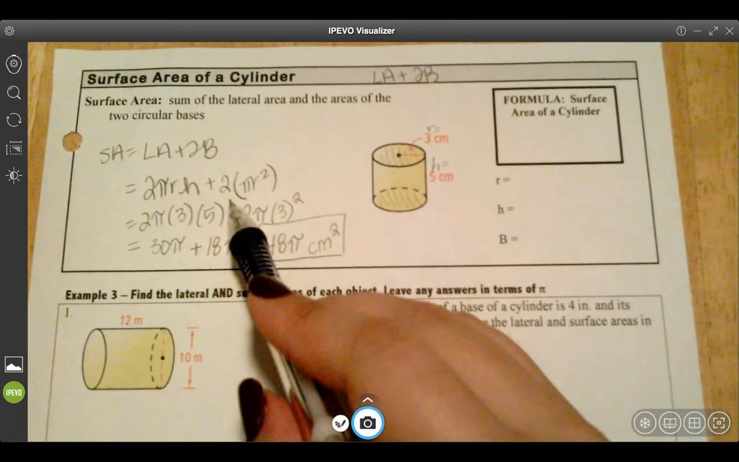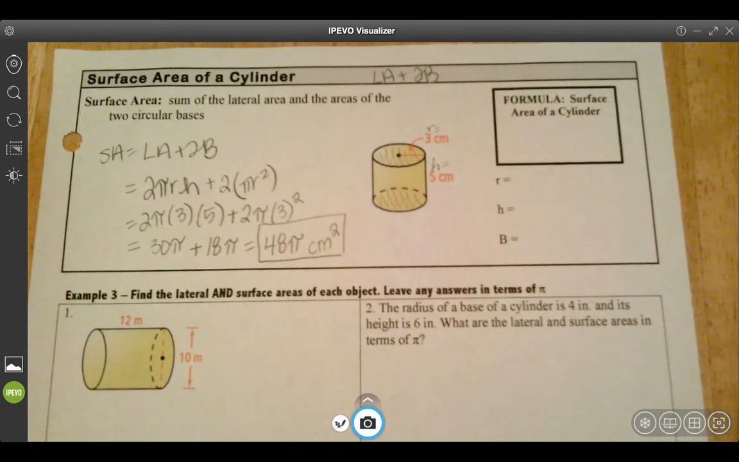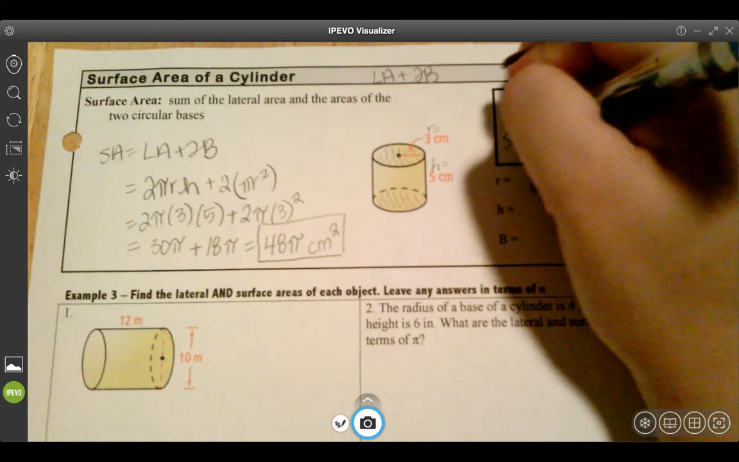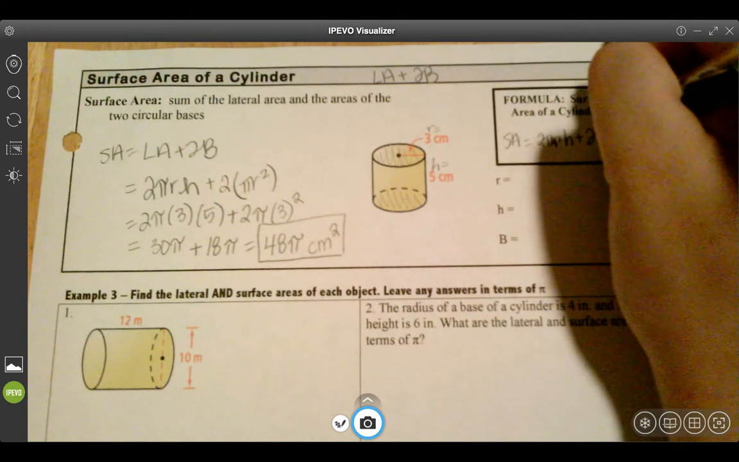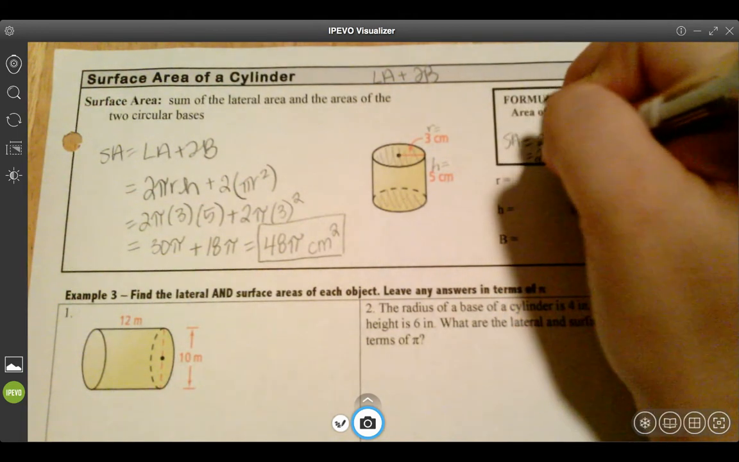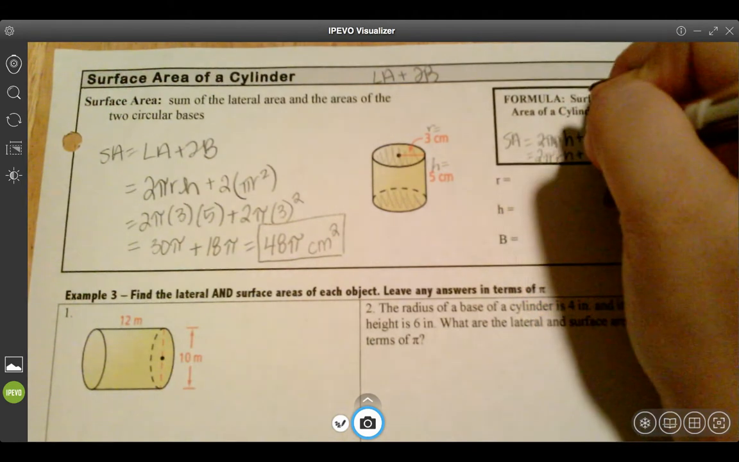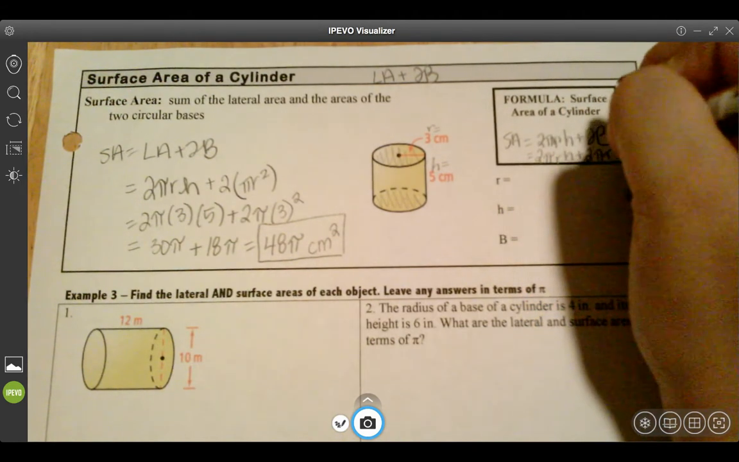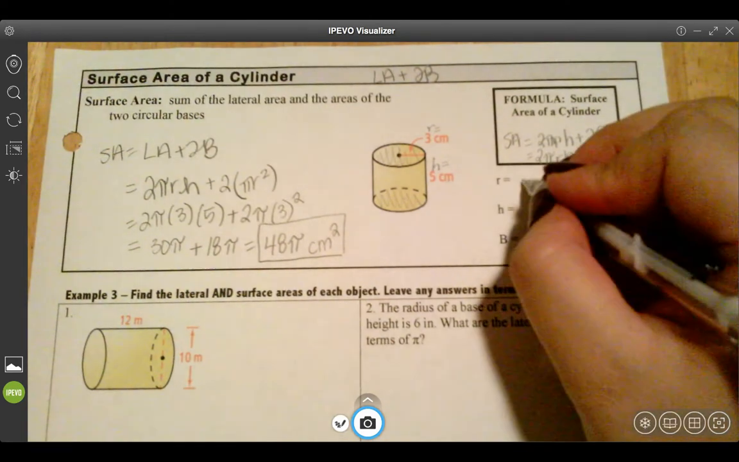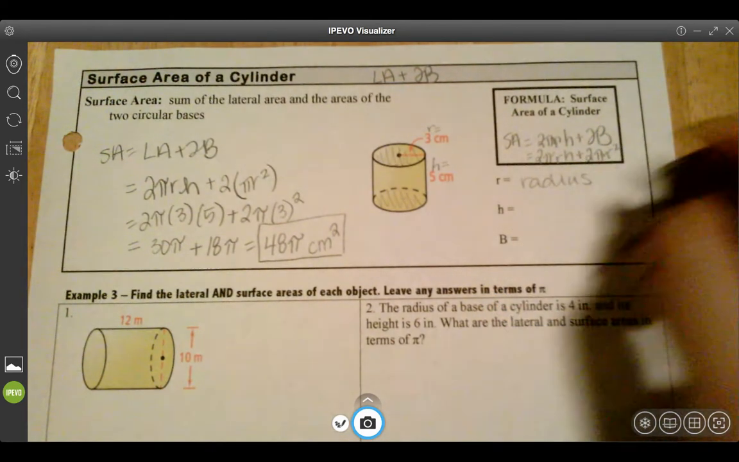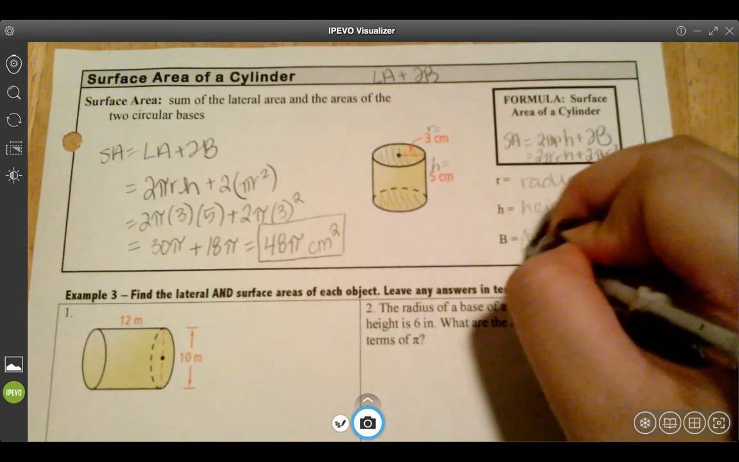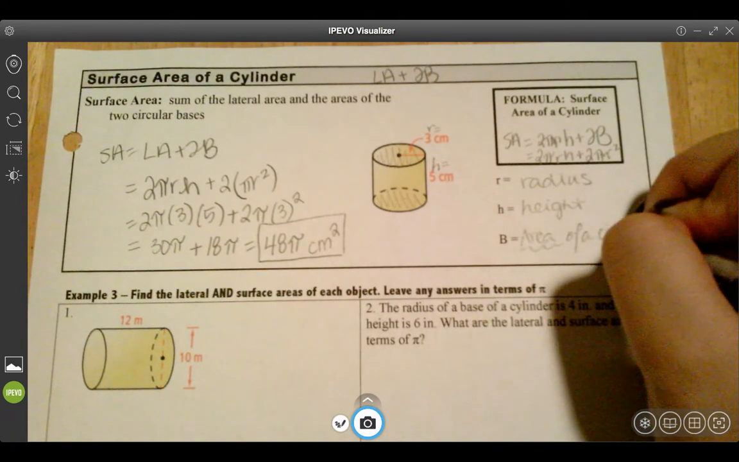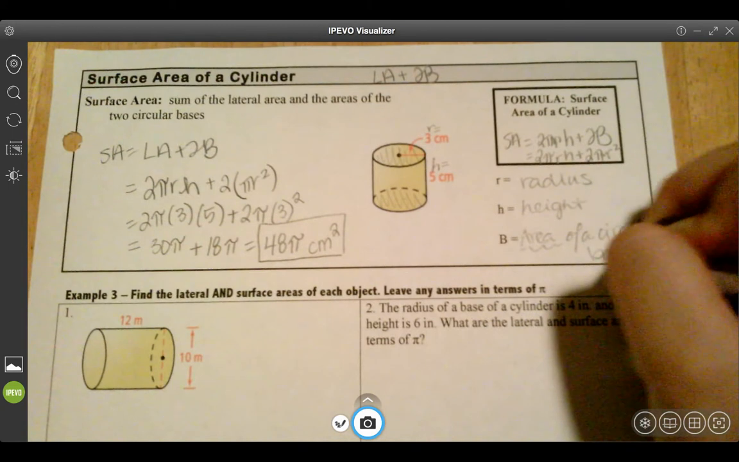Okay, so it's as simple as substituting in those values and formulas that we know from last chapter and the values given. Surface area of a cylinder is 2 pi r h plus 2 base, or we can simplify it to 2 pi r h plus 2 pi r squared, where r is the radius, h is the height, and b is the area of a circular base.